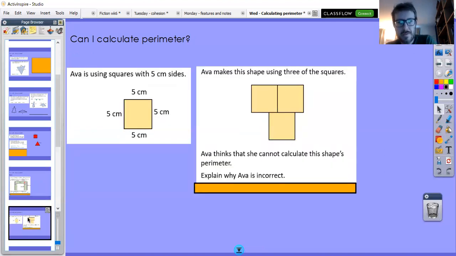Okay, and one more. It's kind of similar to the questions that we were looking at yesterday, but it's giving you separate information to try and work it out. Ava's using squares with 5 centimeter sides. And she makes this shape using 3 squares, but she thinks she can't calculate the perimeter. Explain why Ava is incorrect. So pause the video and have a little think about this one.